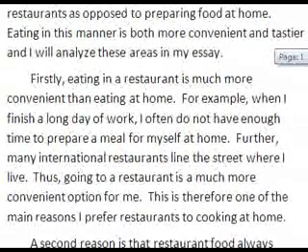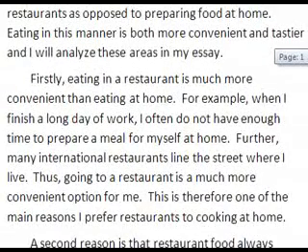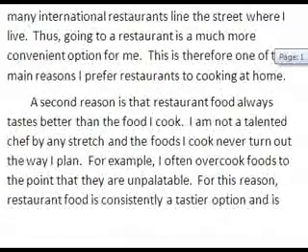Firstly, eating in a restaurant is much more convenient than eating at home. For example, when I finish a long day of work, I often do not have enough time to prepare a meal for myself at home. Further, many international restaurants line the street where I live. Thus, going to a restaurant is a much more convenient option for me. This is therefore one of the main reasons I prefer restaurants to cooking at home.